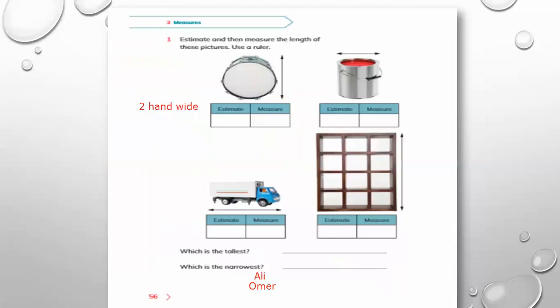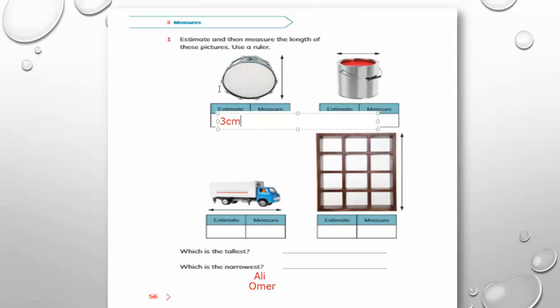Okay, moving on to question number 1. Estimate and then measure the length of these pictures. Use a ruler. First you have to estimate, and then you can measure it properly with the help of a ruler, and write both values down in the box. First of all, we have the drum. So let's estimate. I think it is 3 centimeters.